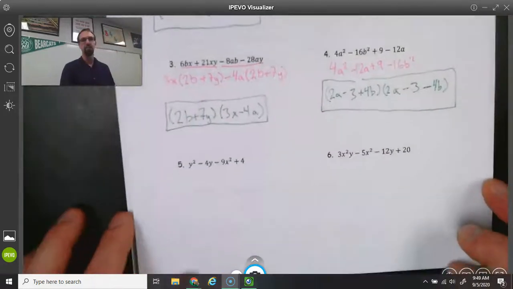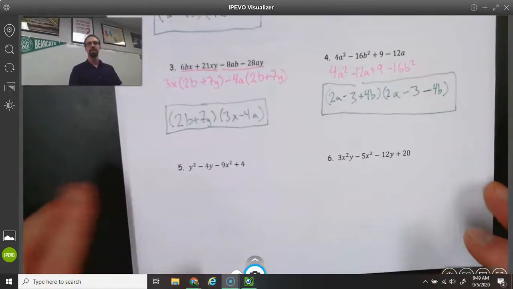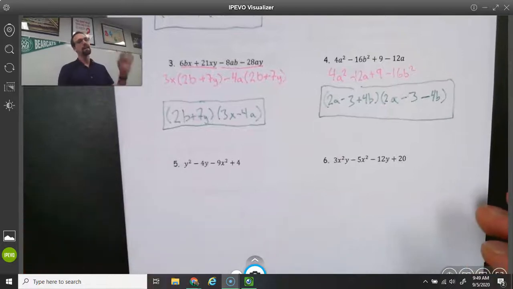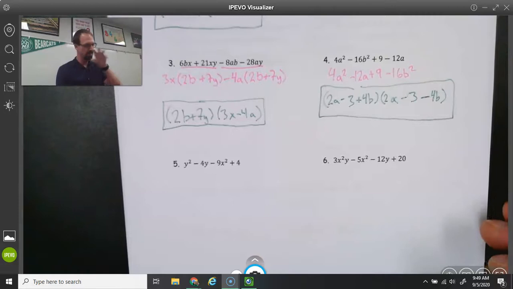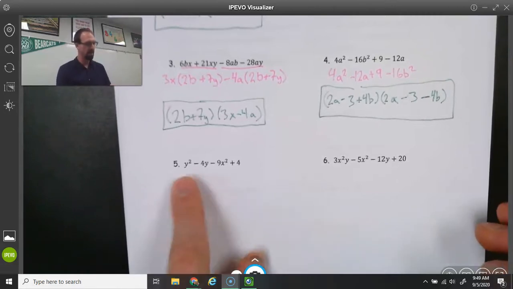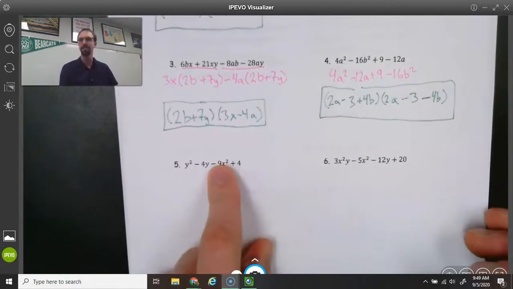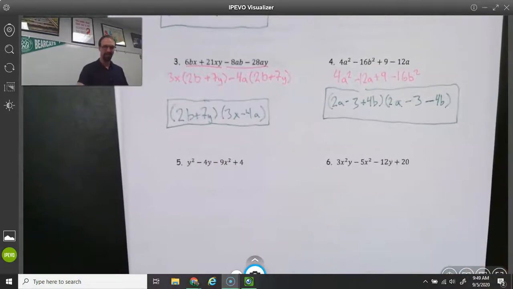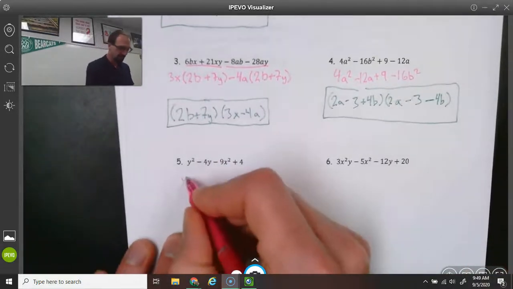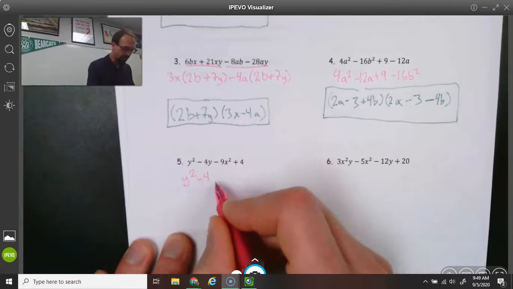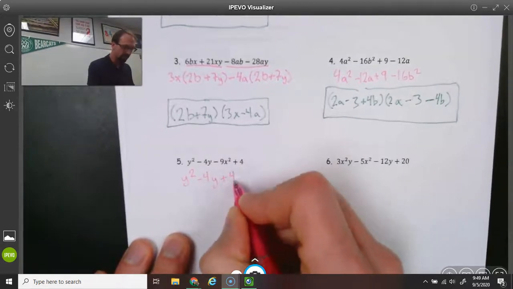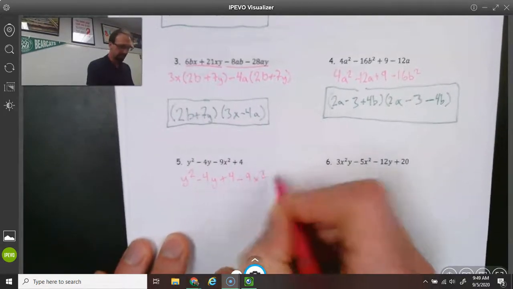For number 5, I have y squared minus 4y minus 9x squared plus 4. Again, seeing that this is a 3 and 1, it is a factor by the 3 and 1 method. My perfect square, again, don't jump to the y squared. It doesn't have a negative sign. It's that -9x squared, so I'm going to have to rearrange these. So I have y squared minus 4y plus 4, and then minus 9x squared.